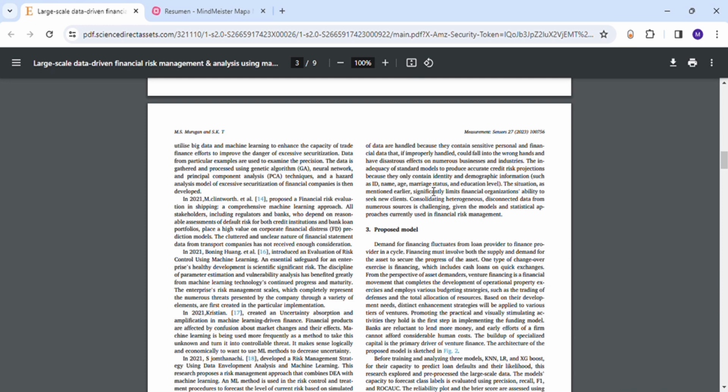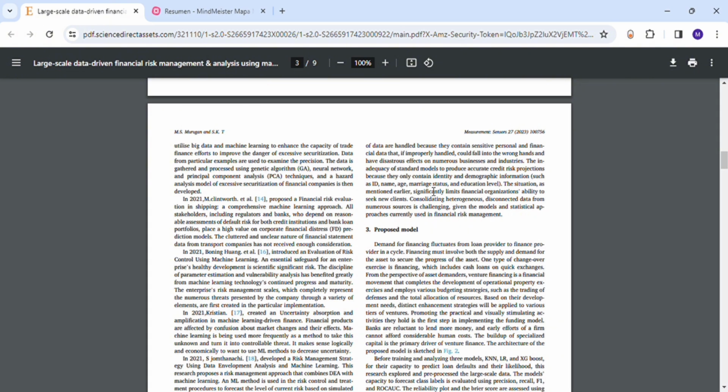In 2021, May Clintworth proposed a financial risk evaluation in shipping, a comprehensive machine learning approach. All stakeholders, including regulators and banks, who depend on reasonable assessment of default risk for both credit institutions and bank loan portfolios, place a high value on corporate financial distress prediction models. The unclear nature of financial statement data from transport companies has not received enough consideration.